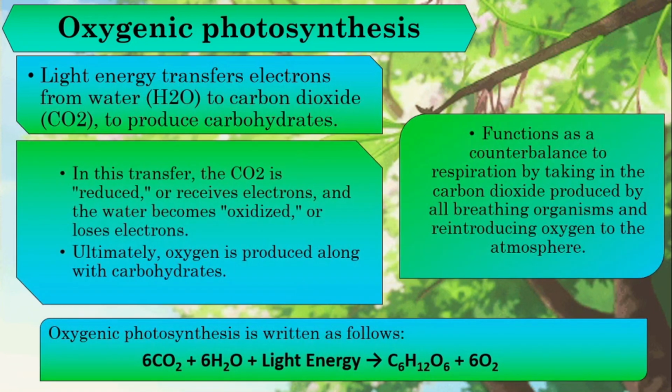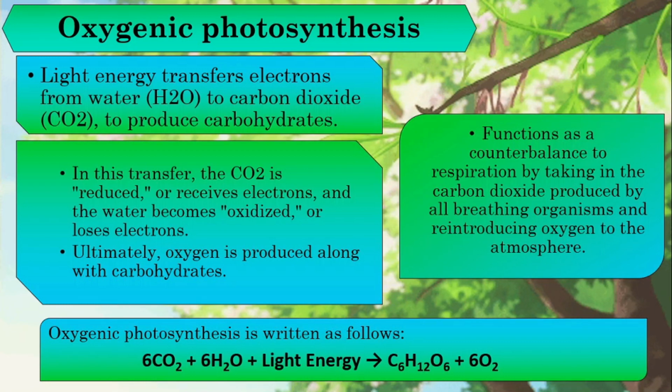Oxygenic photosynthesis. Light energy transfers electrons from water to carbon dioxide to produce carbohydrates. So this is the basic equation of photosynthesis. In this transfer, carbon dioxide is reduced, or receives electrons, and water becomes oxidized, or loses electrons. Ultimately, oxygen is produced along with carbohydrates.